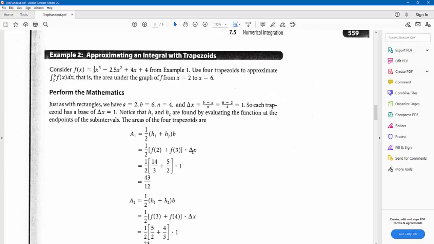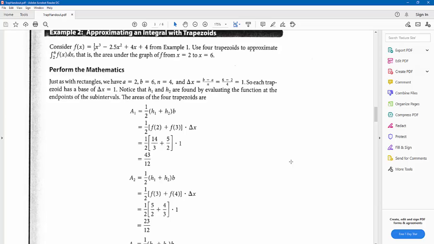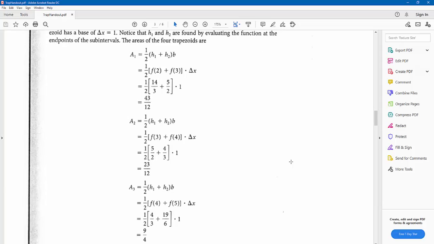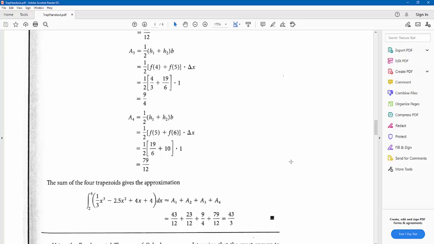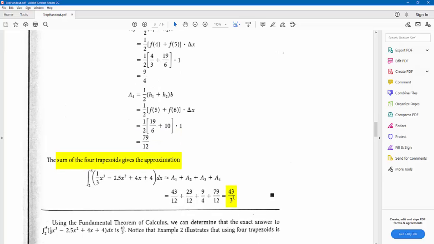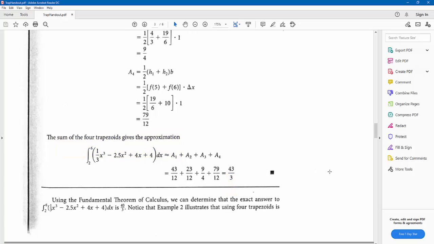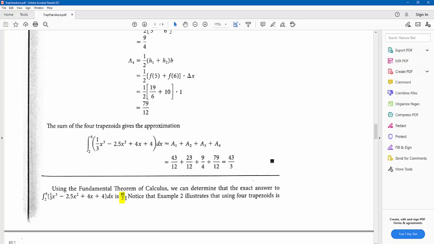And you could read through on your own to see how we find by hand the area of each trapezoid. And then we add them all up and we get 43 over 3 as the sum of those 4 trapezoids. Now, if we actually do the calculus, we get an antiderivative and we use the fundamental theorem of calculus, we're going to see that the exact area is 40 over 3. So 4 trapezoids, which gave us 43 over 3, it's not too bad of an approximation.